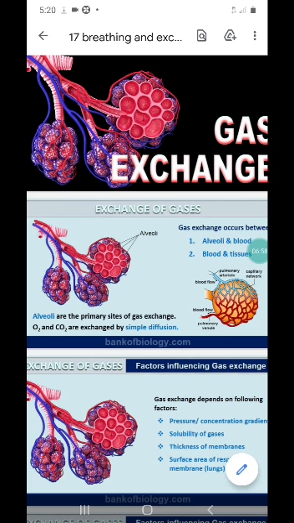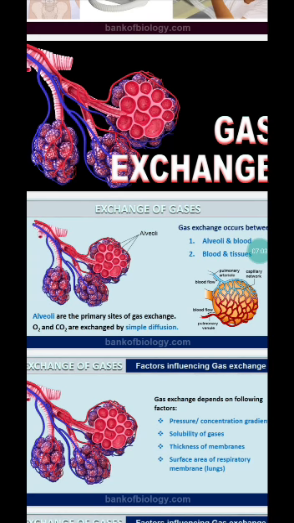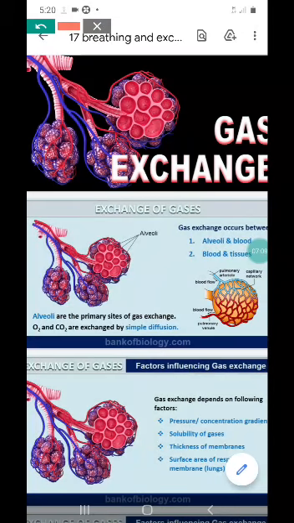Now, what all factors govern the exchange of gases? They are the pressure or concentration gradient, how much oxygen and how much CO2 is present at that particular level for exchange to take place. That is called the pressure or concentration gradient of the respective gases. It is also called the partial pressure of the respective gases. And the solubility of gases.